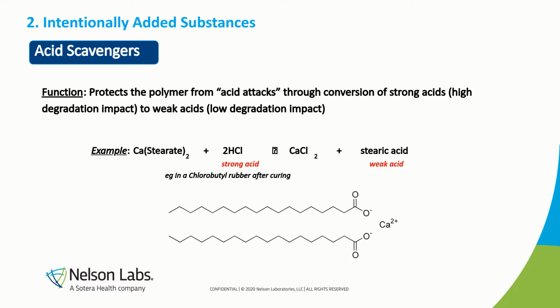But of course, HCl is very aggressive and can make the material, in this case, the rubber, quite brittle. So in order to prevent that, calcium stearate is added to the rubber, and it converts the strong HCl to the weaker stearic acid. And stearic acid, together with palmitic acid, is one of the most commonly seen extractables almost in any material that you will investigate.